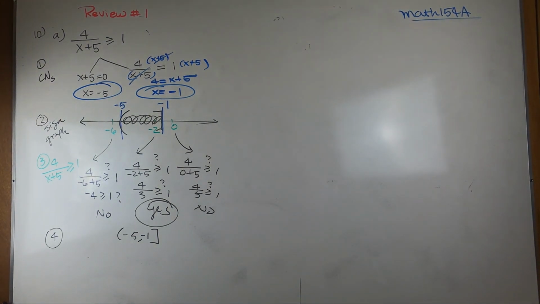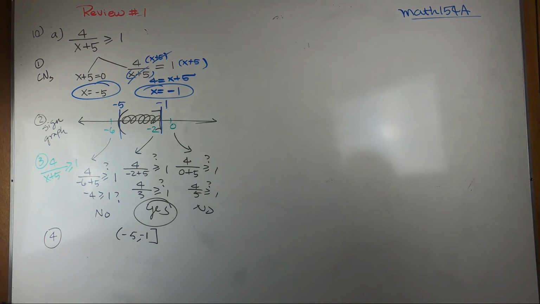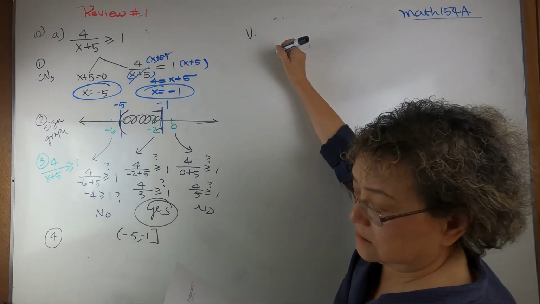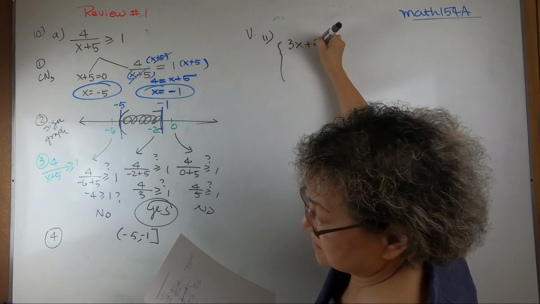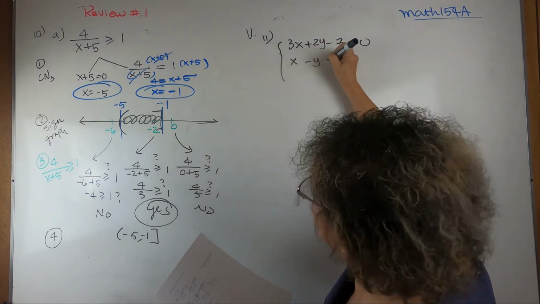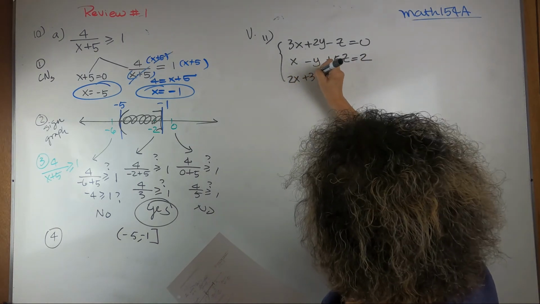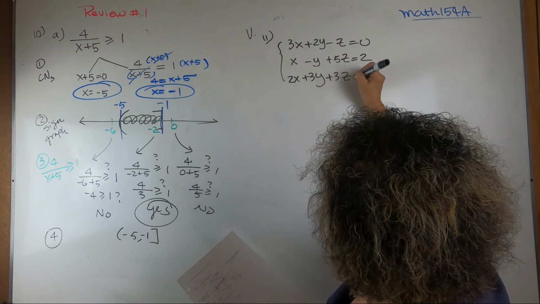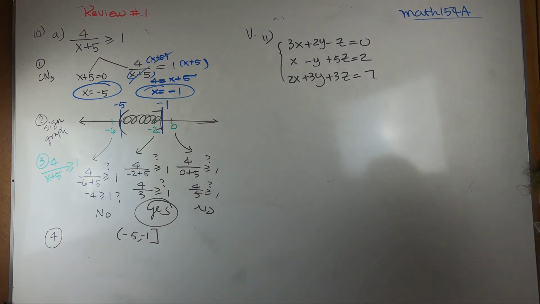Is that right? Okay, that's inequalities. One more thing we have learned is like this. x minus y plus 5z equals 2, 2x plus 3y plus 3z equals 7. 3 by 3. So how should we solve 3 by 3 problems?